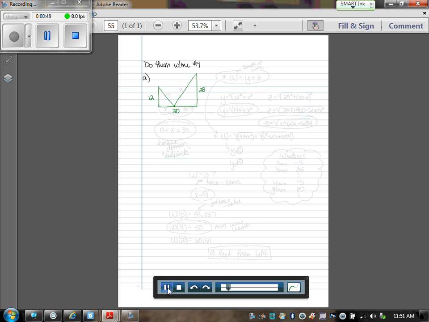So the stake is down here. There's wires running up to the top of each post. It says, where should the stake be placed to use the least amount of wire? So I need to figure out, where do I want to put that stake?